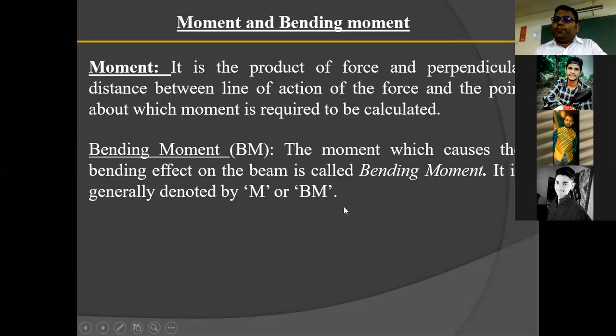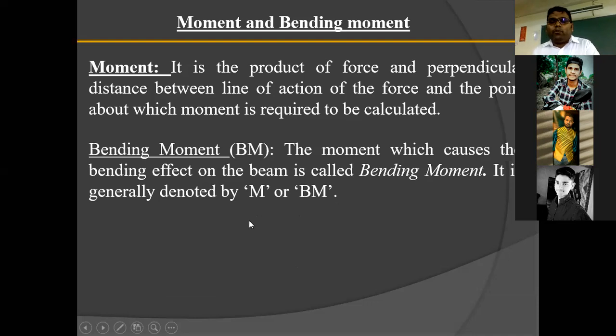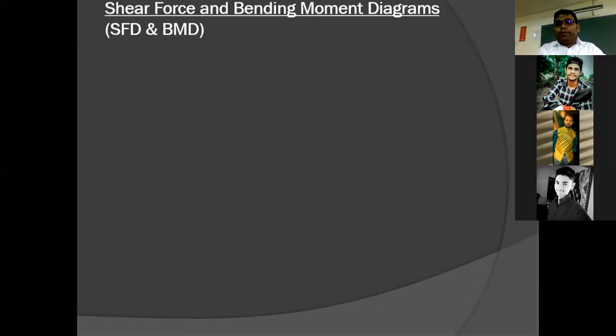What is the moment? It is the product of force and perpendicular distance from line of action of force and point about which moment is required. What we did last time? Suppose you want to consider a moment here. So the force and the perpendicular distance, line of action of force, that is called the moment. And what is the bending moment? The moment which causes the bending effect on the beam is called the bending moment. It is denoted by M or B.